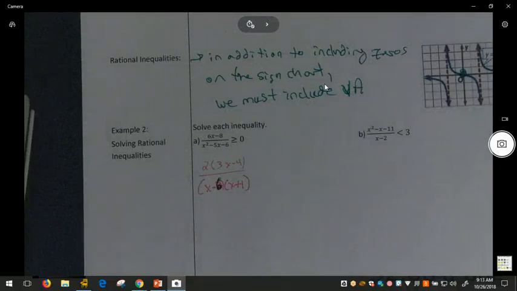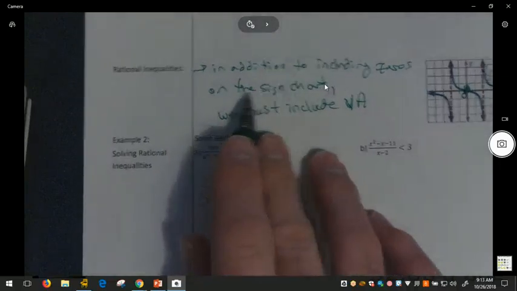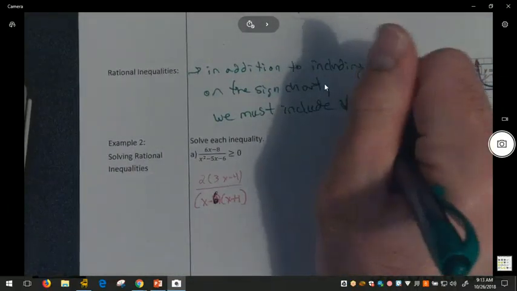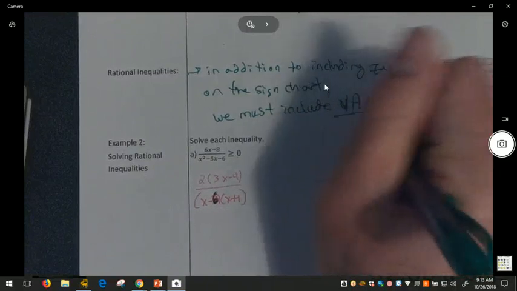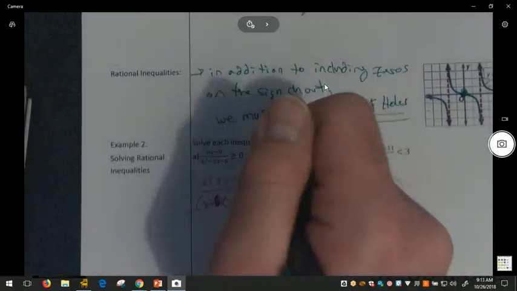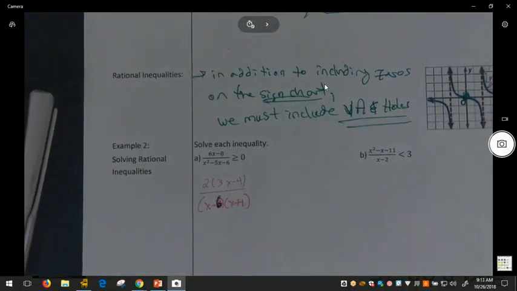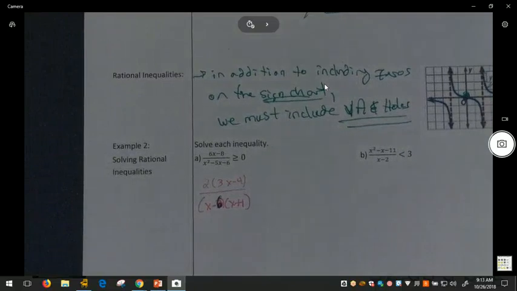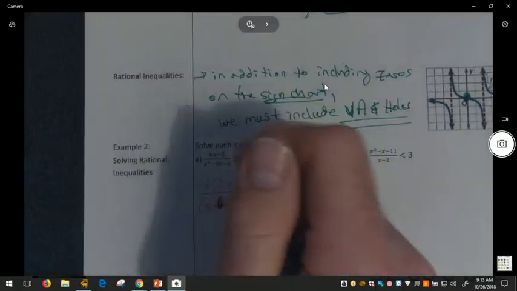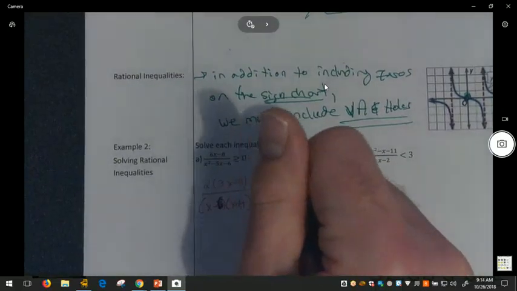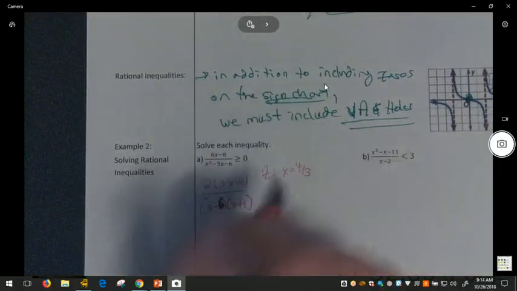There are no holes. Oh, I should put that down too. We must include vertical asymptotes and holes on our sign chart. And those will not have equality because the function doesn't even have equality at those values. So we do know where our 0 is. Our 0 is going to be x equals 4/3.